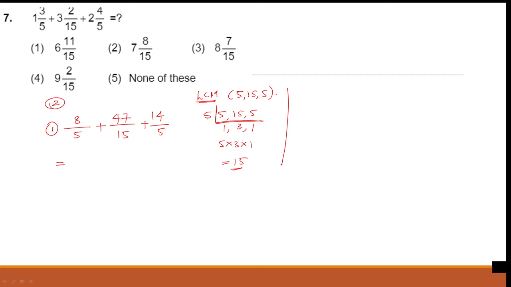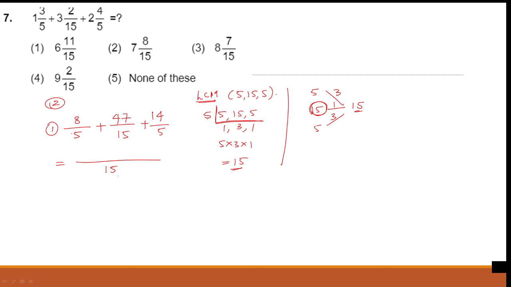This is one method. Another method: pick the biggest one from the given three numbers. 15 is the biggest one, right? Read the multiples of 15. The first multiple is 15. Check whether that multiple is divisible by the remaining two numbers. The first multiple of 15 is 15 itself, which is divisible by 5, that is 3 times. So 15 becomes the LCM. This is 1 time, this is 3 times. Like that we can also find the LCM. So now the LCM is 15.